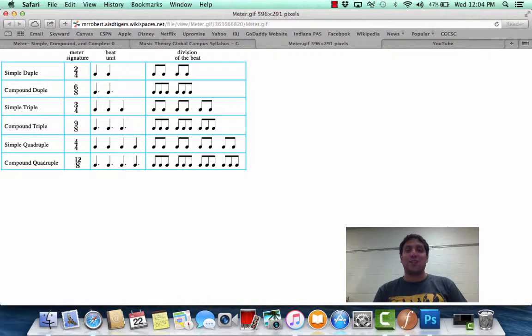All right, so that's a lot of information with simple and compound, and I'm guessing that you might not be 100% clear on it. So let's take an opportunity now to go back and just clarify some things. In their simplest form, when we're talking about meter, simple means divisible by 2. So here's the beat, and it's divisible by 2.